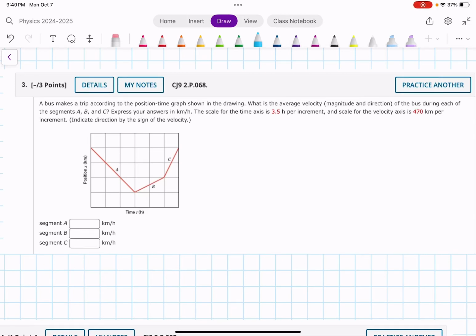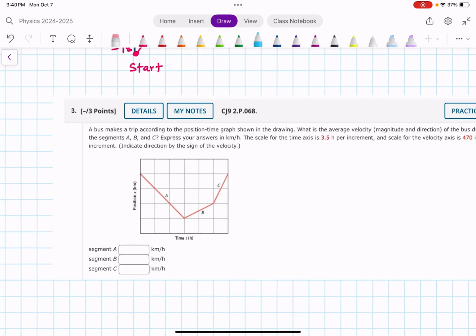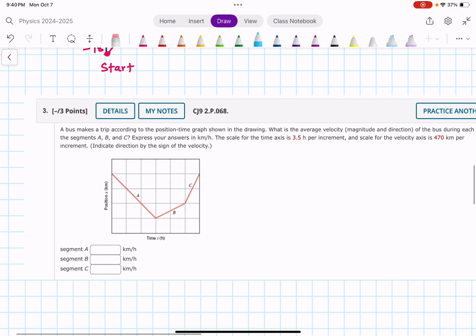Question 3 is slightly annoying because they give you this graph and then they tell you what the scale of the points is. What they're saying is for every tick in the time direction, it is 3.5 hours. So it would be 3.5, 7, 10.5, and then what's the next? It's like 14 or something.